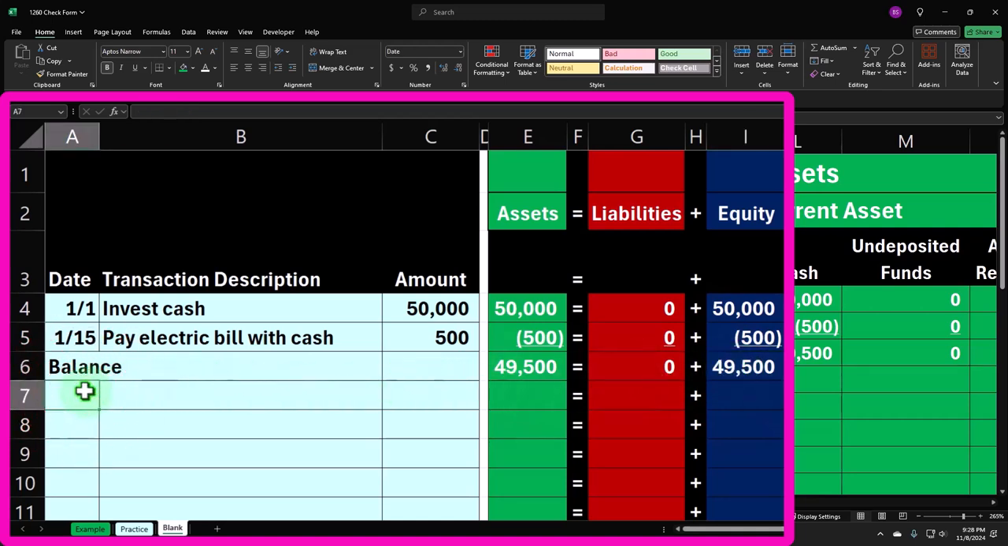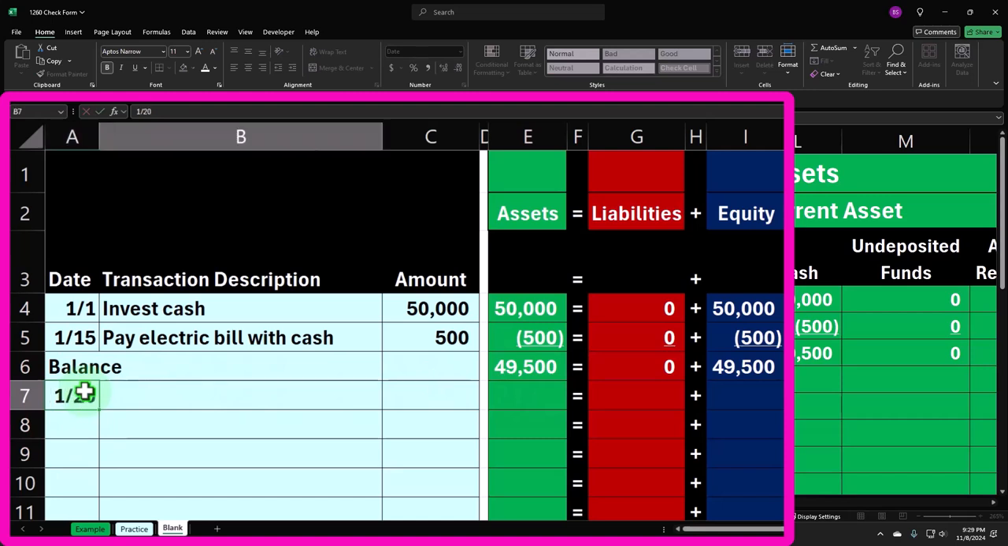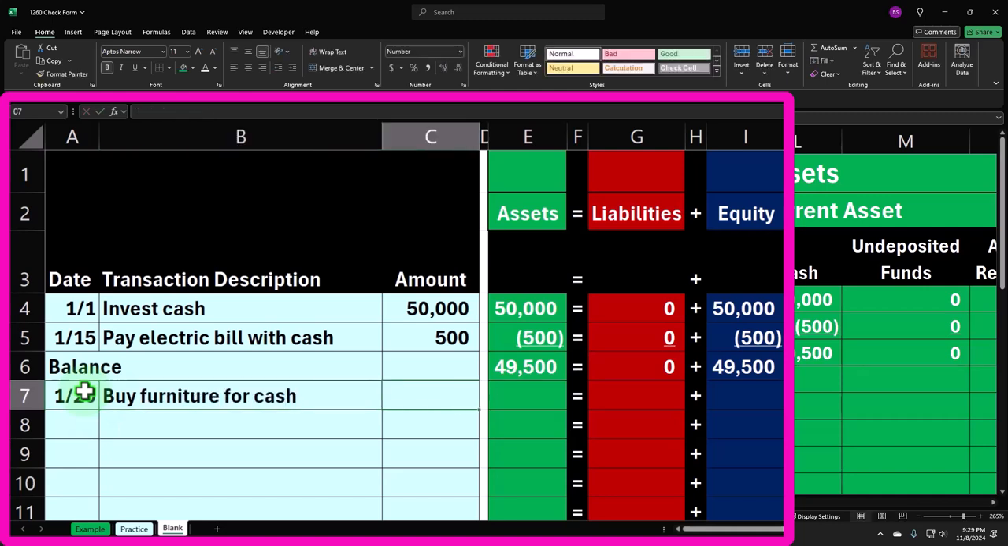And say now we're going to say on 120, let's say we buy furniture for cash. So this time, just like we did with the accounts payable, we're buying furniture, but we're paying for it at the point.